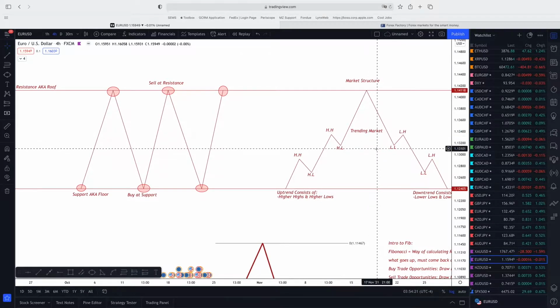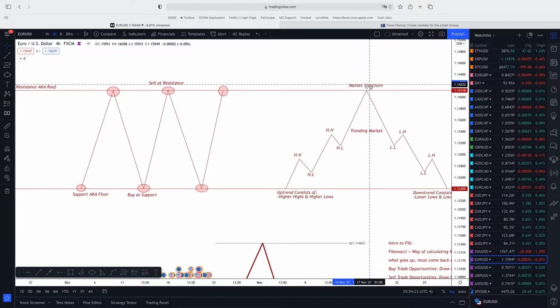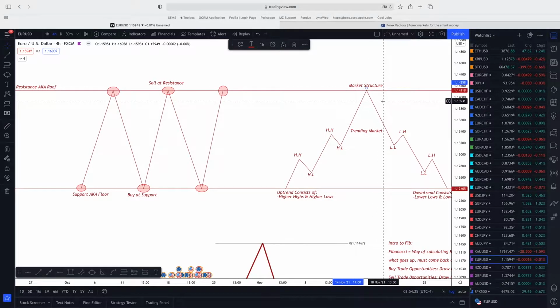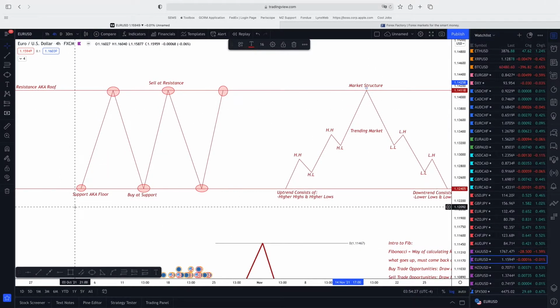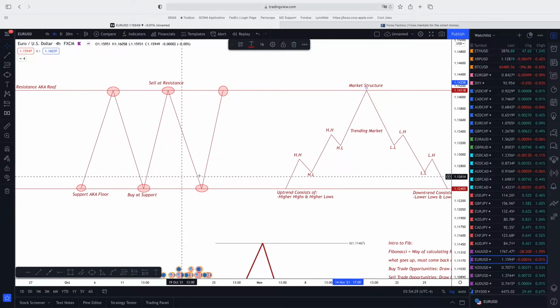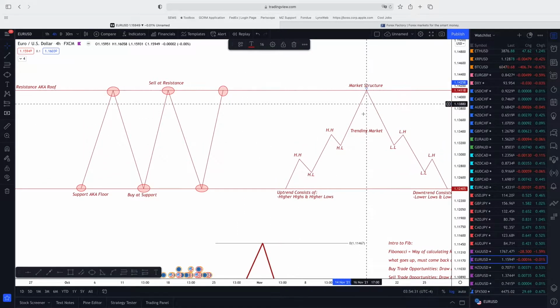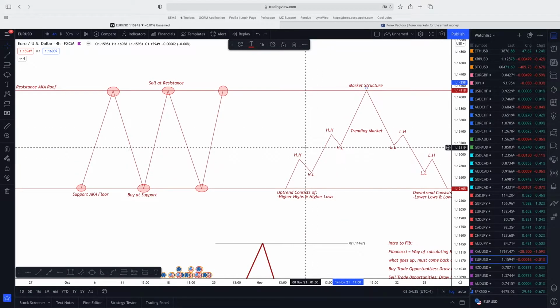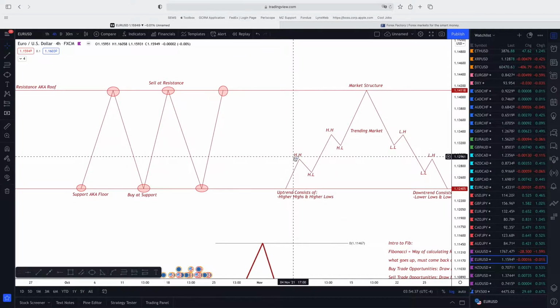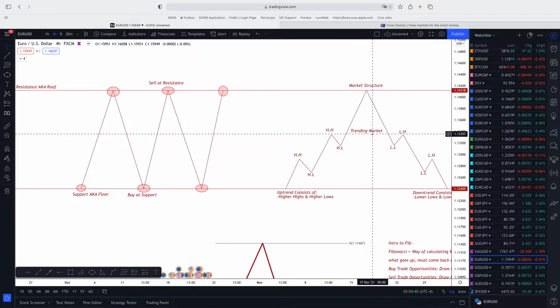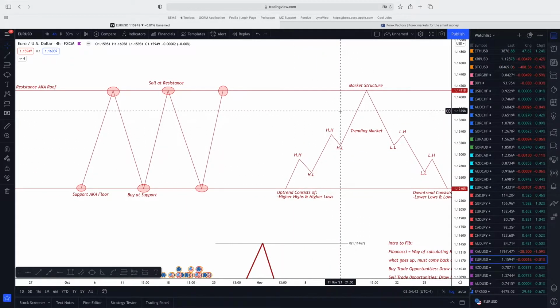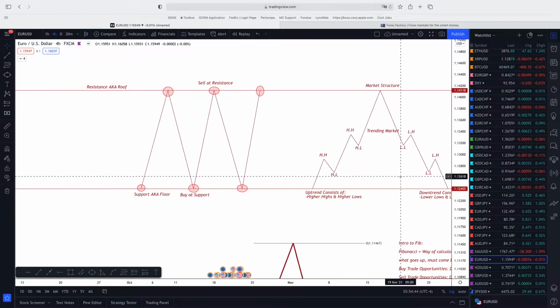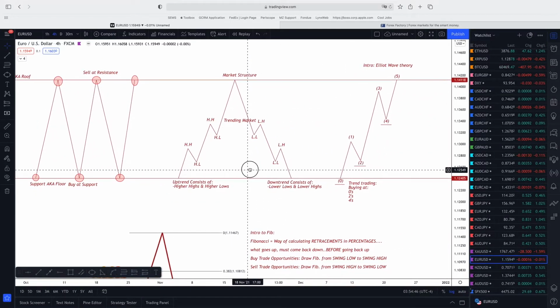You guys can see this right over here. We have something called market structure. We got resistance, we got support. Now, this market structure is support and resistance, but the third thing you need to pay attention to is a trending market. So an uptrend and a downtrend. I'm going to go ahead and move this over here, guys.